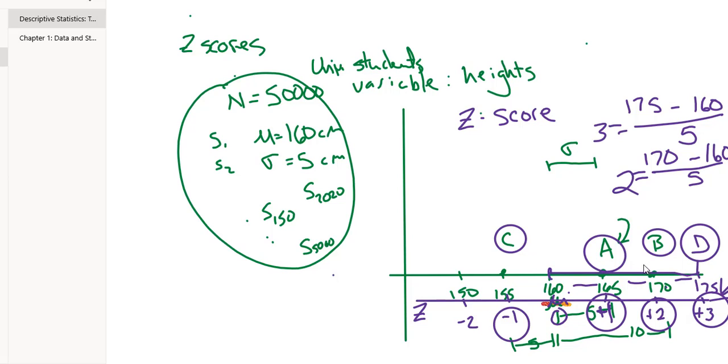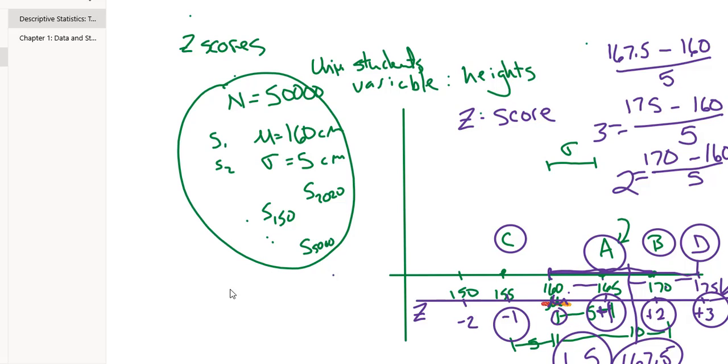Okay. And suppose we had somebody that was here, let's make that 167.5, right in the middle between 165 and 170. What would that be on the z-scale? We go up 1 standard deviation, and another standard deviation would bring me up to 170, but I don't go that far. I go a half. So this score would be 1.5 standard deviations. How do we do that again? 167.5 minus 160 is 7.5, over 5. 7.5 over 5 is 1.5.